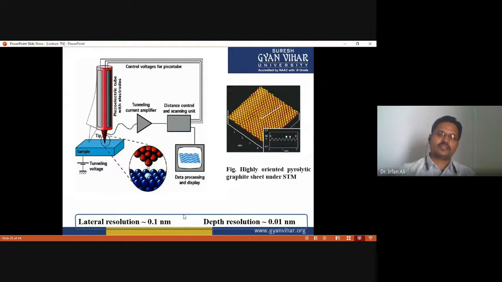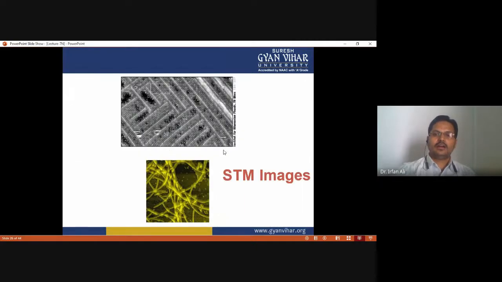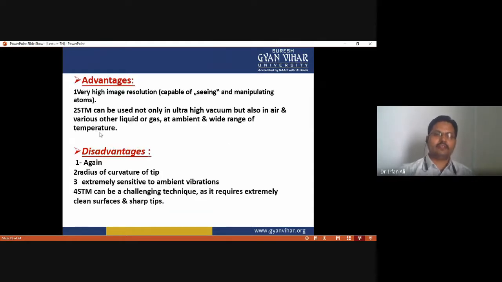And the resolution is 0.1 nanometer, and depth resolution is 0.01 nanometer. Okay, so it is high. It has high resolution as compared to the scanning electron microscope and transmission electron microscope. So this is an image of scanning tunneling microscopy, and the advantages of scanning tunneling microscope imaging.